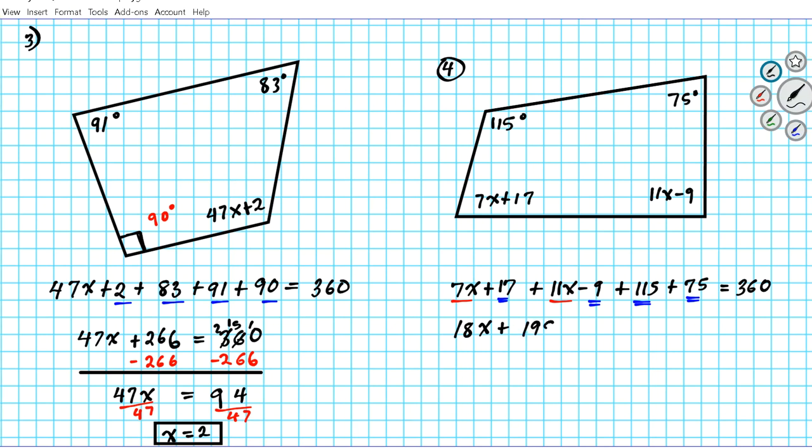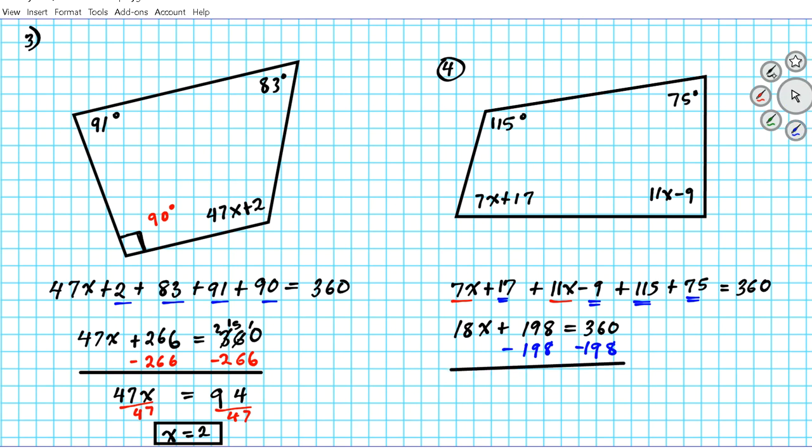198. That's equal to 360. Okay, and now let's get 18x by itself. Okay, the ultimate goal is to get x by itself. So we get rid of 198 first, which leaves us with 18x, and then we get rid of 18. So what we're going to do is subtract 198 from both sides of the equation. Alrighty, let's carry out the subtraction here.